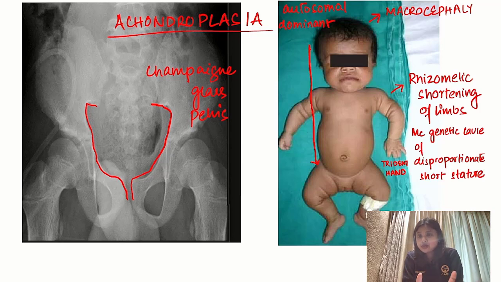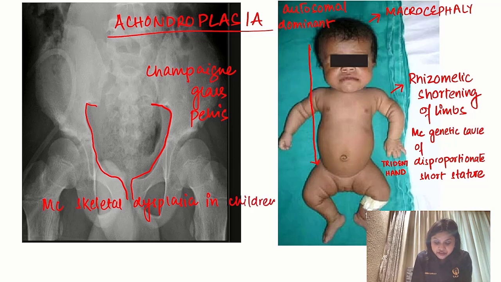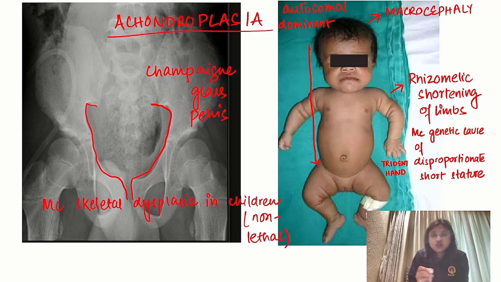It is the most common type of skeletal dysplasia in children. Again, second one liner, most common non-lethal skeletal dysplasia in children. So, most common skeletal dysplasia in children, and remember, it is non-lethal. So when I use the word non-lethal, that means there is one form of skeletal dysplasia where it is lethal.